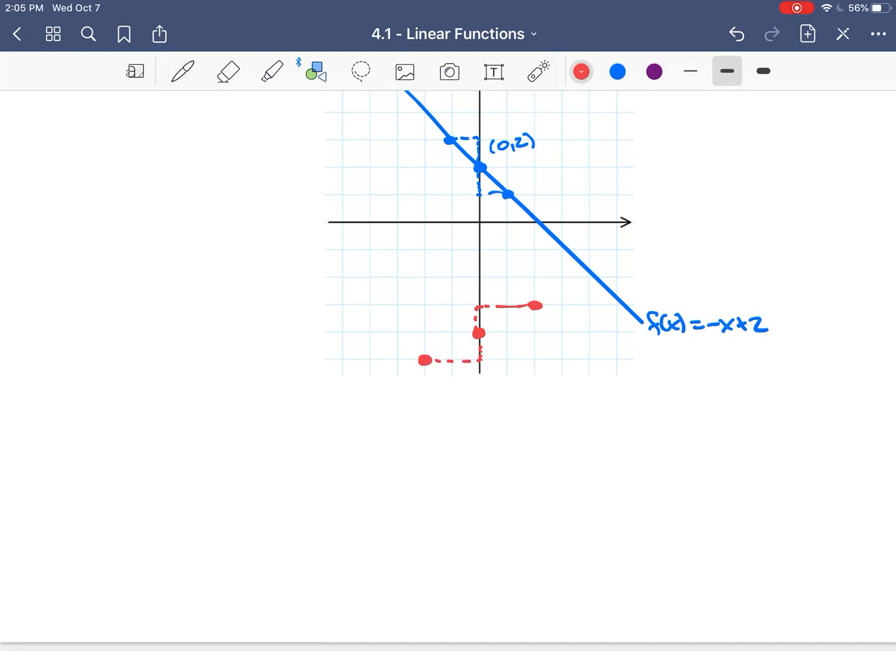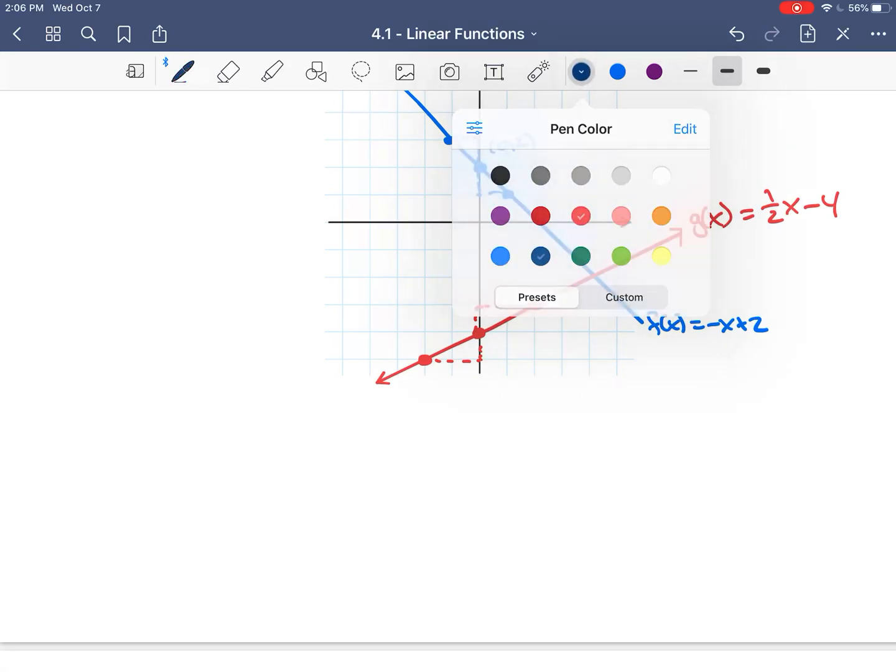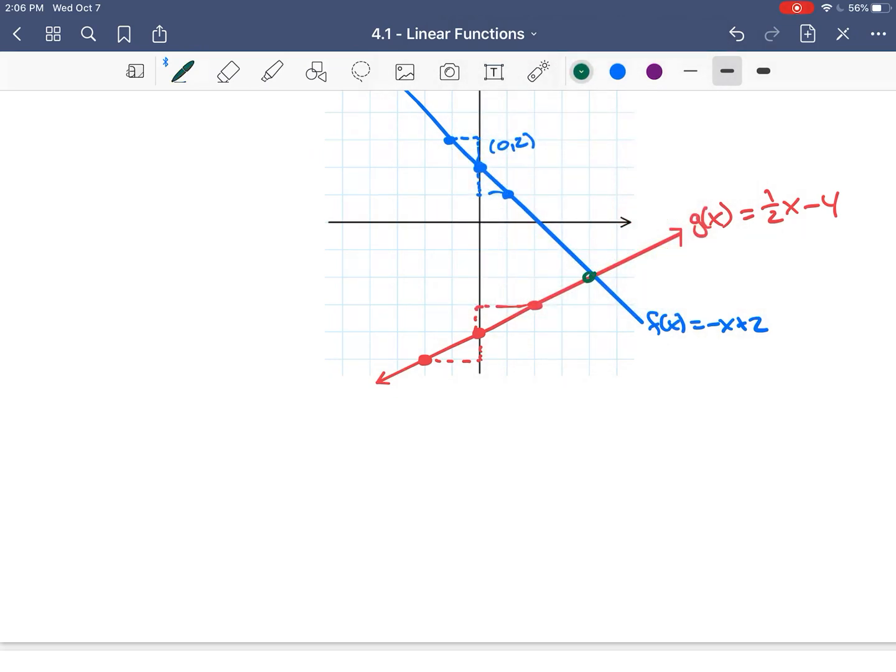Okay, so then the line connecting those is g of x. So that's g of x is equal to 1/2 x minus 4. And then where they intersect, okay, so that point here, I mean, it's not exactly on the right point, but where they intersect, this point, notice it's at 4, negative 2.